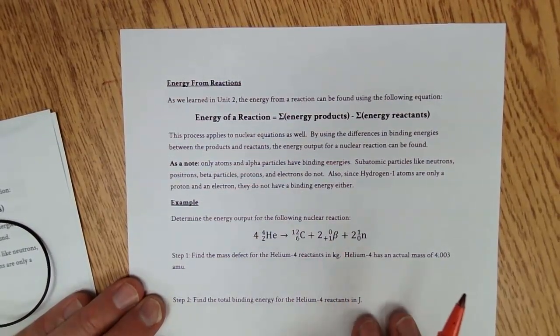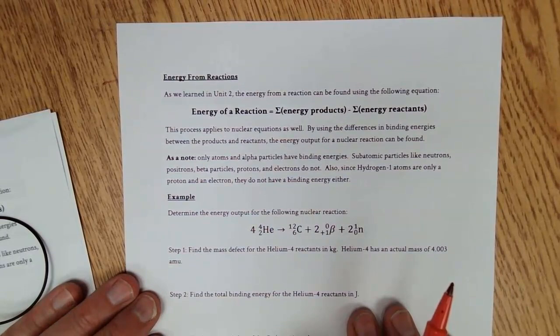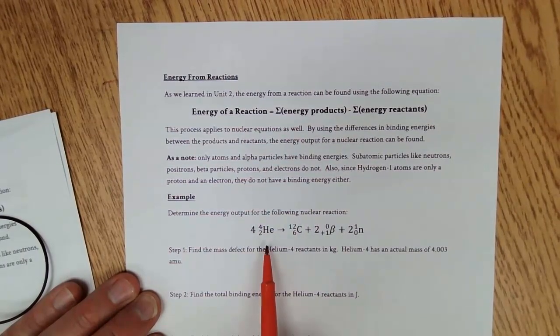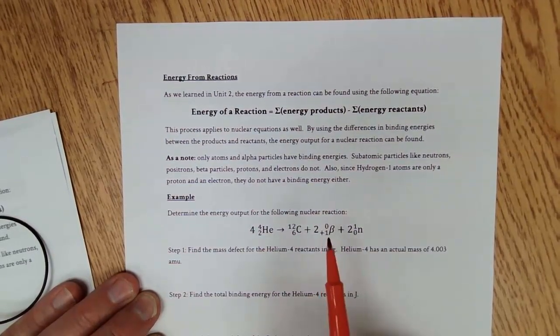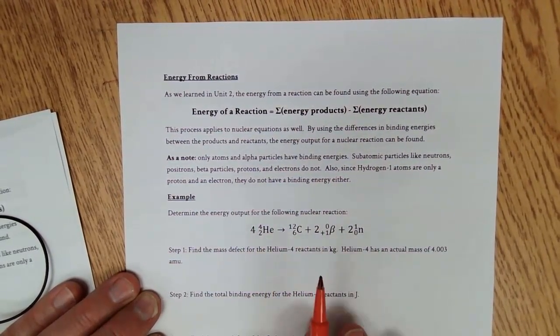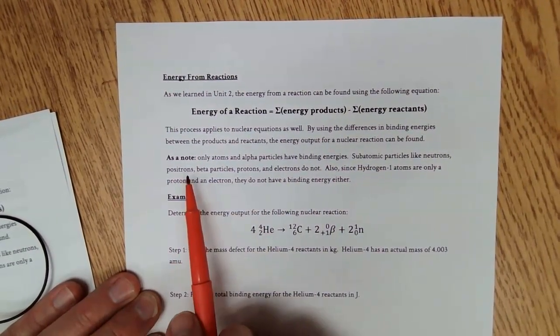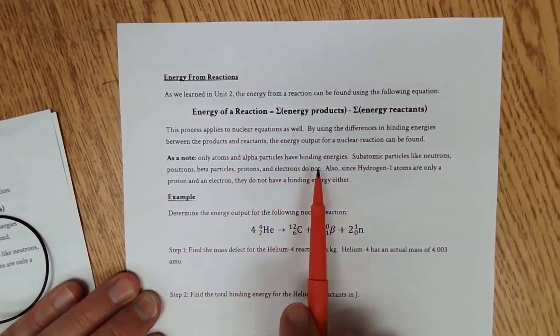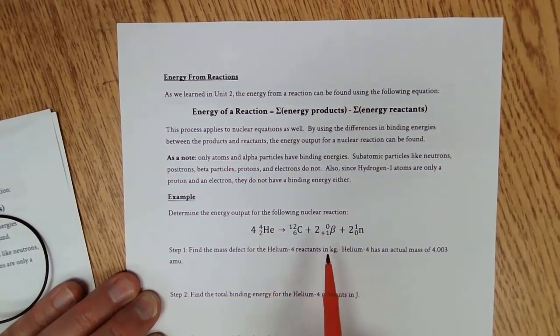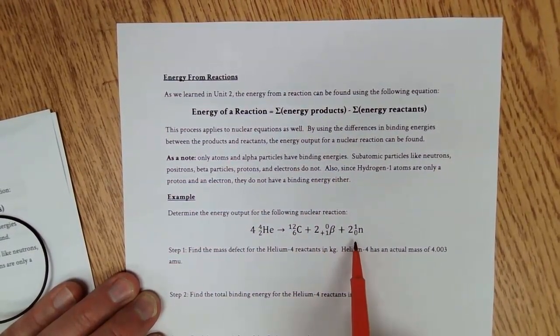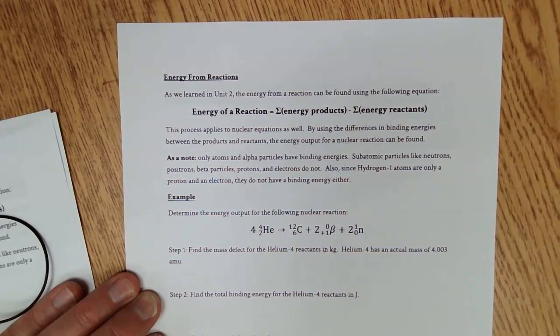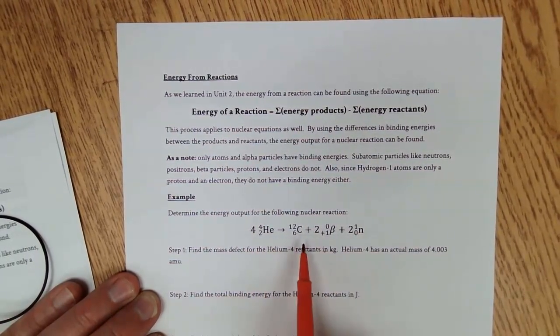Okay, so we're going to use the same process that we've been using to figure out energy in the last couple class periods, but we're going to combine it together to figure out the energy of each of the individual elements. One little note before we start: if you look at the note here, only atoms and alpha particles have binding energies. So anything that is a beta particle like this or a neutron does not have binding energy, so we don't include that as part of it. But any of the elements or atoms, and if we had an alpha particle there, we would include them.